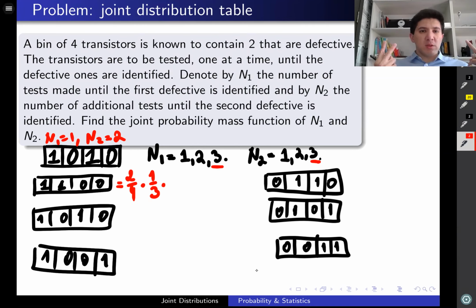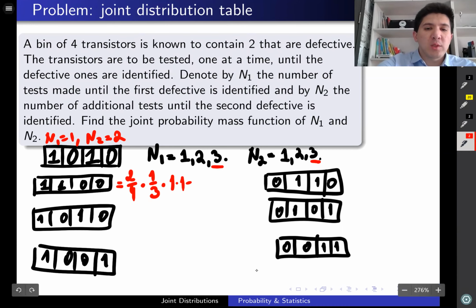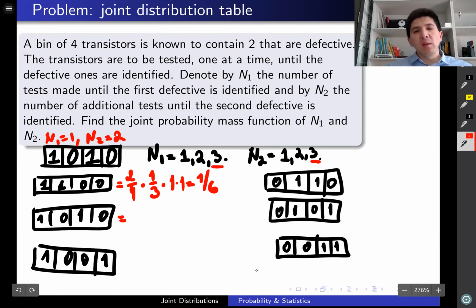And I need two items left, and two of them are non-defective. What is the probability of choosing a non-defective one? It is going to be equal to 100%, multiplied by 1, which is going to be equal to 1 over 6. So the probability in this case is going to be, again, 1 over 6.